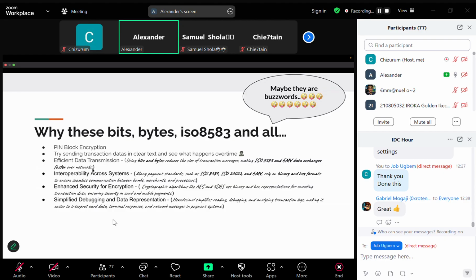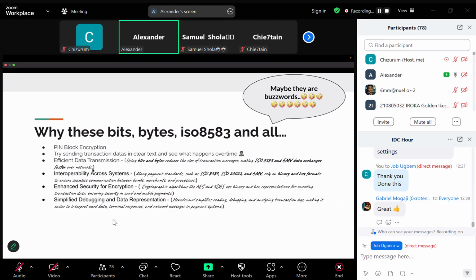And yeah, try sending transaction data in clear text and see what happens over time. Just try it in your fintech and see how much you're going to lose when someone starts eavesdropping on your transaction message, right? We have efficient data transaction, bits and bytes, to reduce the size of the transaction message, right? So they make your ISO 8583 or your EMV data exchange efficient.